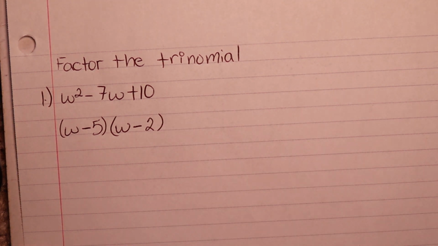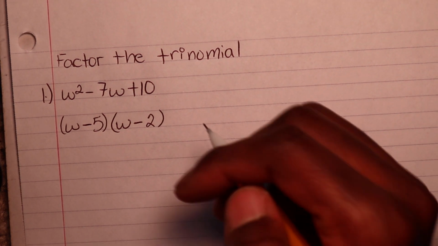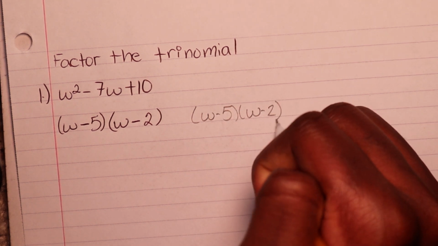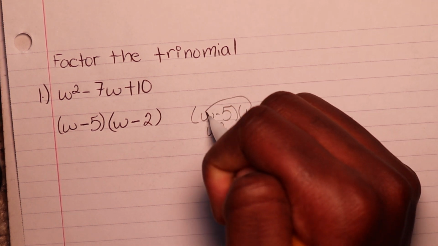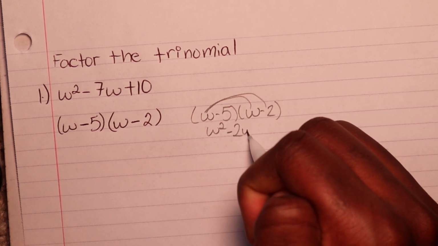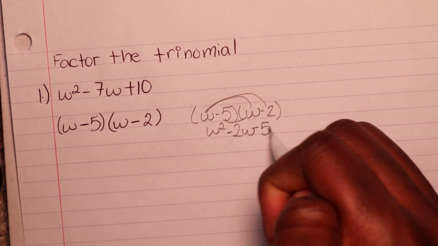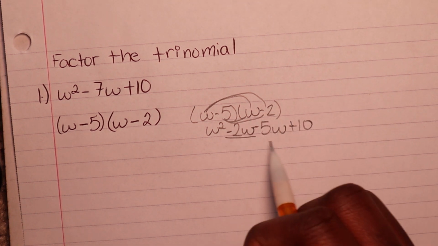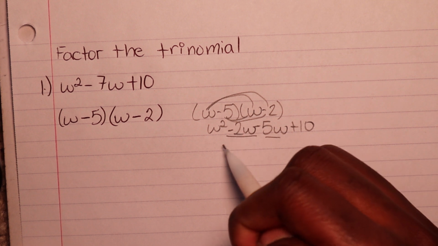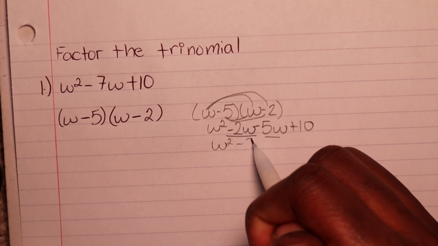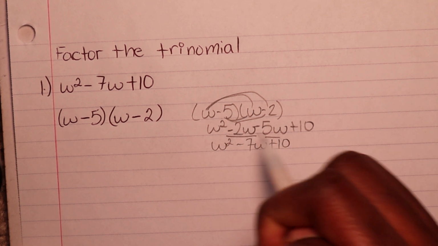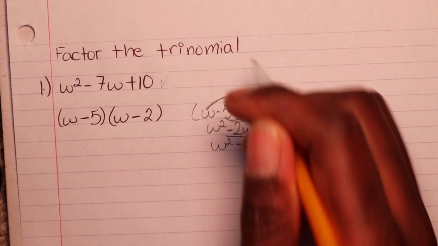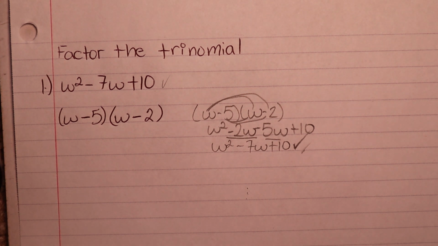That's your answer. And then if you want to verify, that's what you should always do, okay? It should look something like this. W squared, negative 2w, negative 5w, positive 10. So then you got to add the like terms, okay? So you get w squared minus 7w plus 10. Bingo. Okay, so that verifies and checks out.